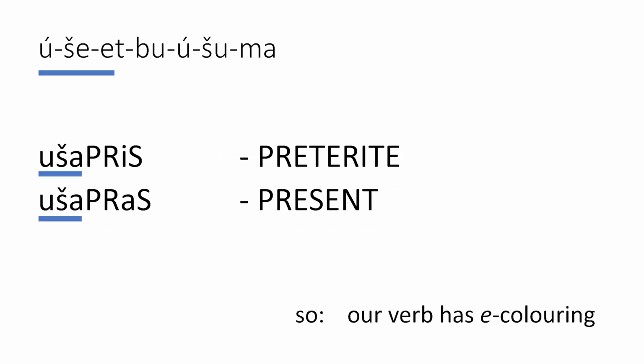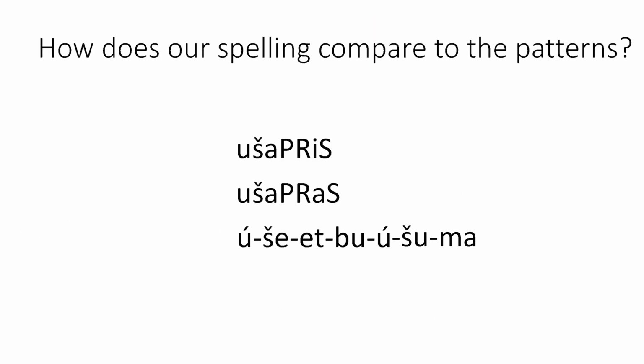Let's look at the other two possibilities. They both start with uša, while our form starts with ušē. So let's assume that our verb, whatever it is, has e colouring. That means we will expect to see e in the verb's dictionary form, the G infinitive. So how does our spelling compare to the patterns ušapris and ušapras? First of all, let's set aside what we suspect to be the detachable elements, as they aren't part of the verbal patterns.